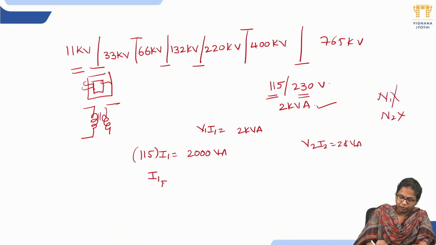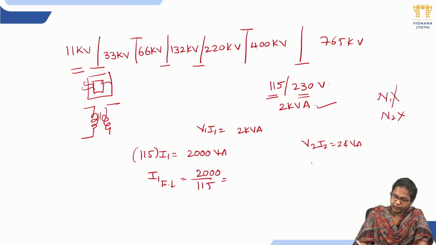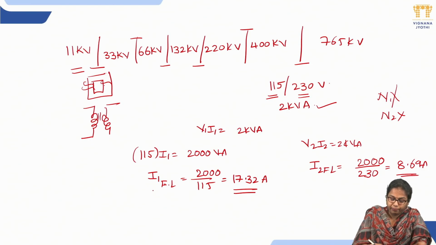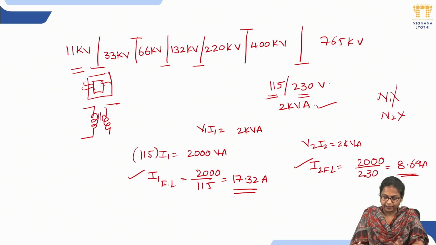so full load. And here I2, the full load secondary current, with secondary voltage 230, is 8.69 amps, and I1 is 17.32 amps. So this is your full load primary current and this is your full load secondary current.